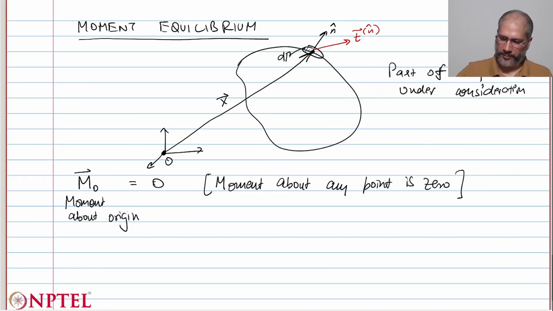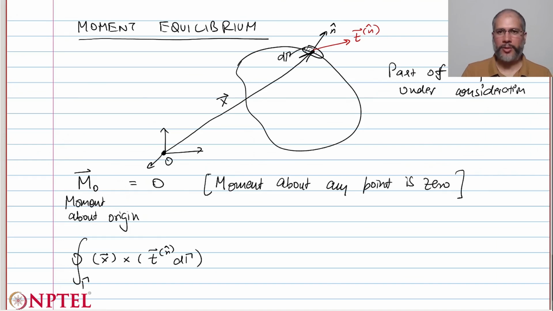So let's write it down. So the vector x cross the force which is T^n hat times d gamma, and this is just the moment of this force acting on this small area. But as I integrate this over the complete enclosing surface gamma, this will give me the moment of all the forces acting at different points on the surface.